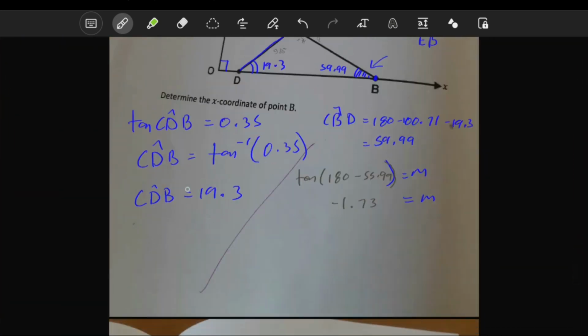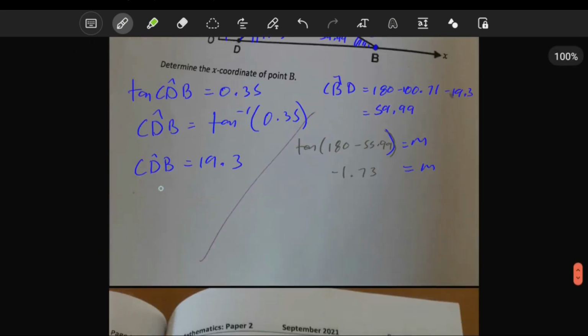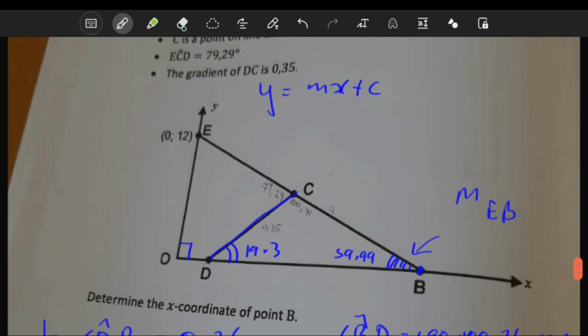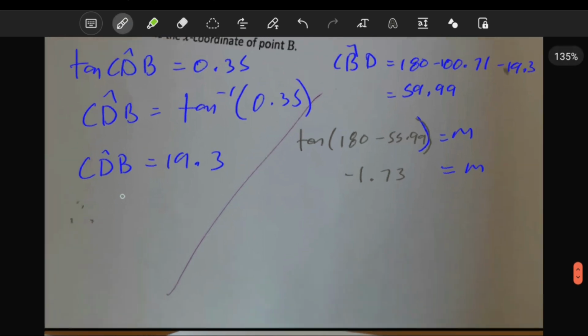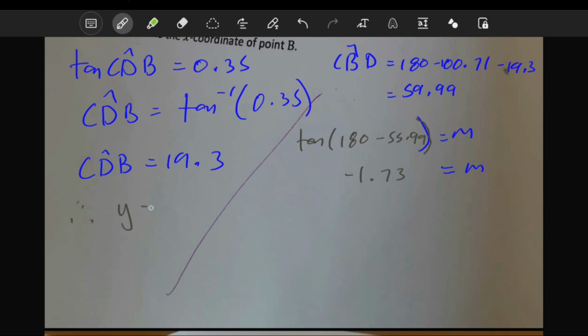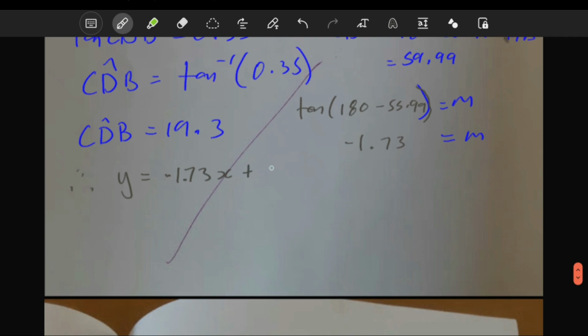So here we can say, if you want the equation of this straight line so that you can get the x-intercept, you know that the equation of the straight line you can get from y minus y1 is equal to m times x minus x1. But why am I doing all this when we actually have the y-intercept? So we can just conclude and say, therefore, y is equal to negative 1.73x, and then the y-intercept is a positive 12, plus 12. There we go.